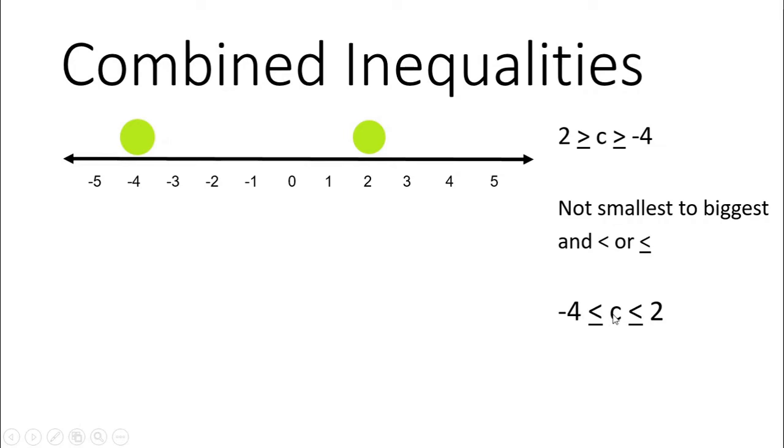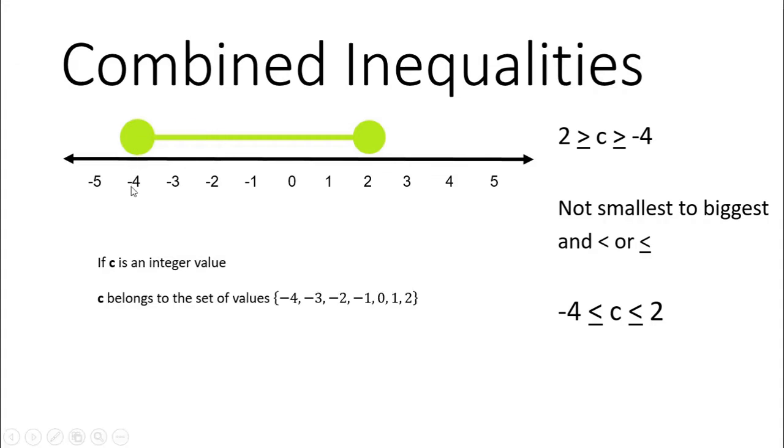Now C is greater than or equal to -4, so I'll have a line coming upwards from -4. And C is less than or equal to 2, so I'll have a line coming down from 2. And they join together, they combine to make this combined inequality number line. Once again, if C were an integer value, it could have any of the values within this set of values. It could be -4 because that's colored in. -3, -2, -1, 0, 1, and it could be 2 because again that's colored in.